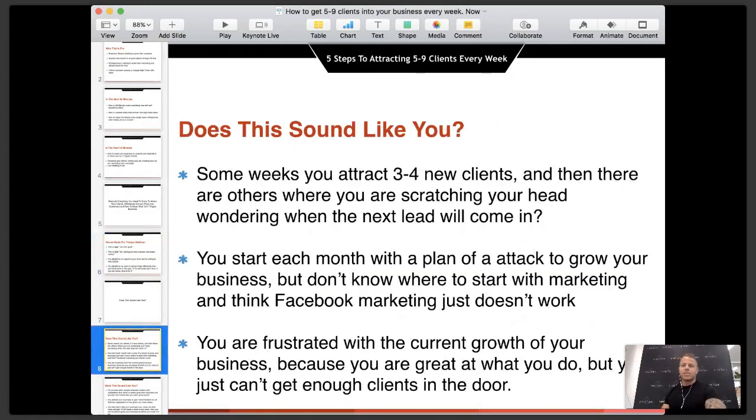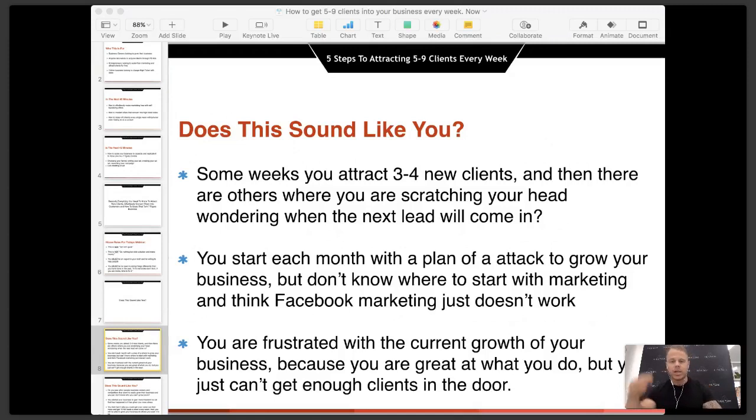So with this, does this sound like you? Before we get into this today, I need to ask you, does it sound like you? Some weeks you attract 3 to 4 clients, and then there are other weeks you're left scratching your head going, where is the next lead? When is it going to come in? And you start each month with this plan of attack. I'm going to do this outreach. I'm going to get these referrals. I'm going to do these Facebook ads. And then by the end of the month, you're just like, what happened? It just didn't work for me.